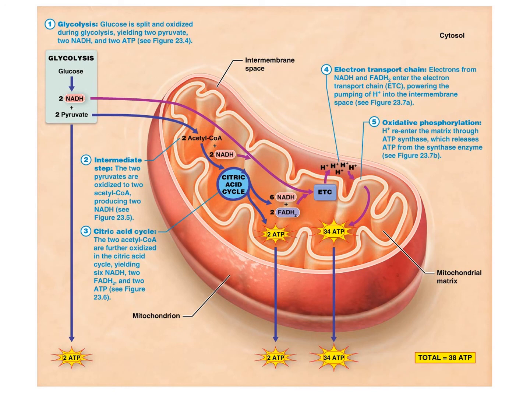So here's a summary of glycolysis, the Krebs cycle, the electron transport chain, and then of course oxidative phosphorylation. And this will produce 38 ATPs from the catabolism of one glucose molecule.